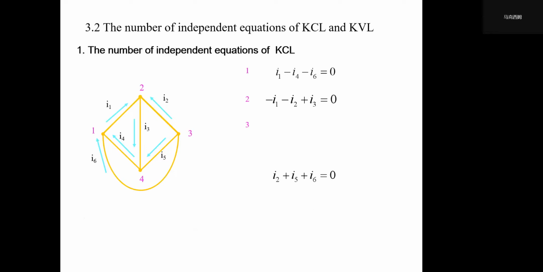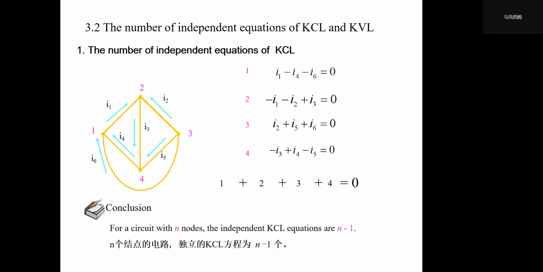And from this knowledge, we have gained the knowledge of the number of independent equations of the KCL. So we also get the conclusion that for a circuit that has n nodes, the independent KCL equation number is n minus 1. So if you have n nodes, the independent KCL equation number is n minus 1.